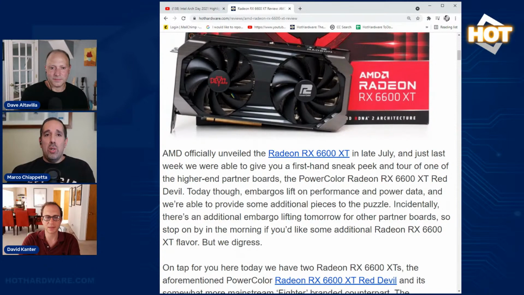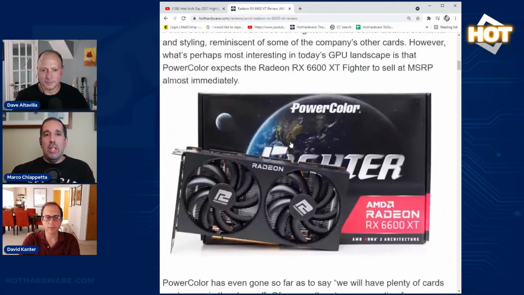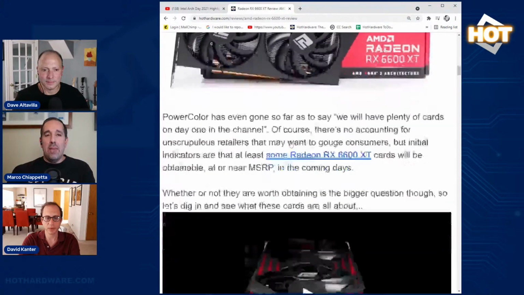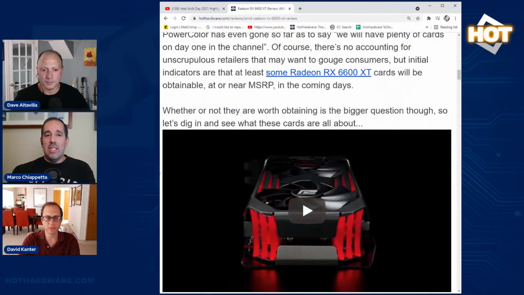Except we finally were able to run independent benchmarks. And the card lands right where AMD said it would. It's a strong performer at 1080p. It generally beats the 3060, gets kind of beat up by the 3060 Ti.